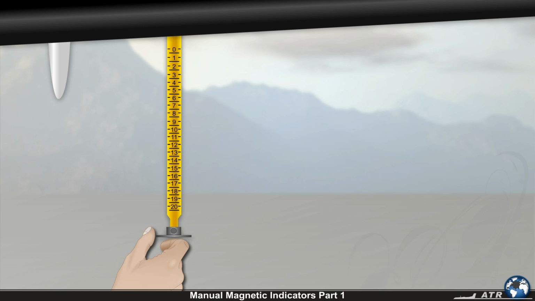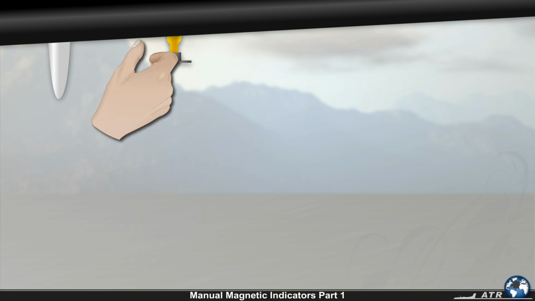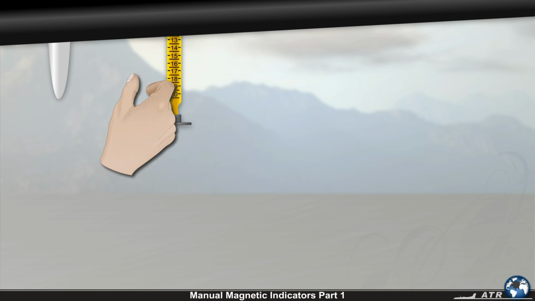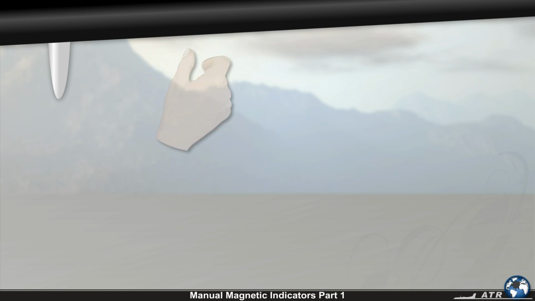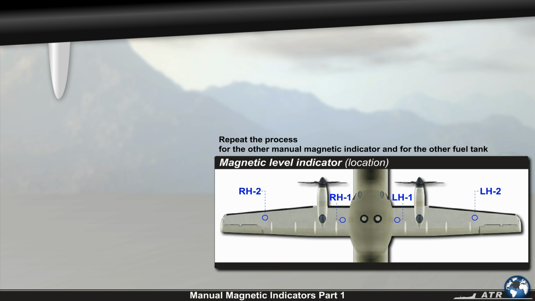The next step is to check if the rod is free by pushing in both rod and float magnet and then releasing again until the rod is down to the floating level. Now, on the rod's graduation scale, just read the number aligned with the wing bottom surface. After reading, push it in and lock it with the screwdriver. Repeat the process for the other manual magnetic indicator and for the other fuel tank.